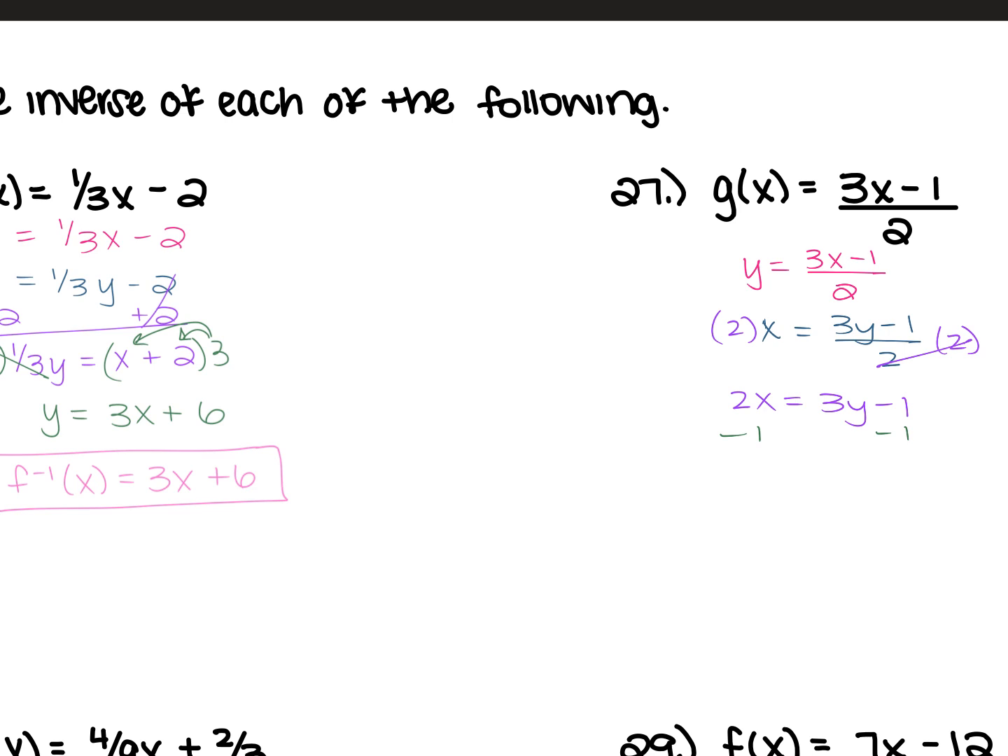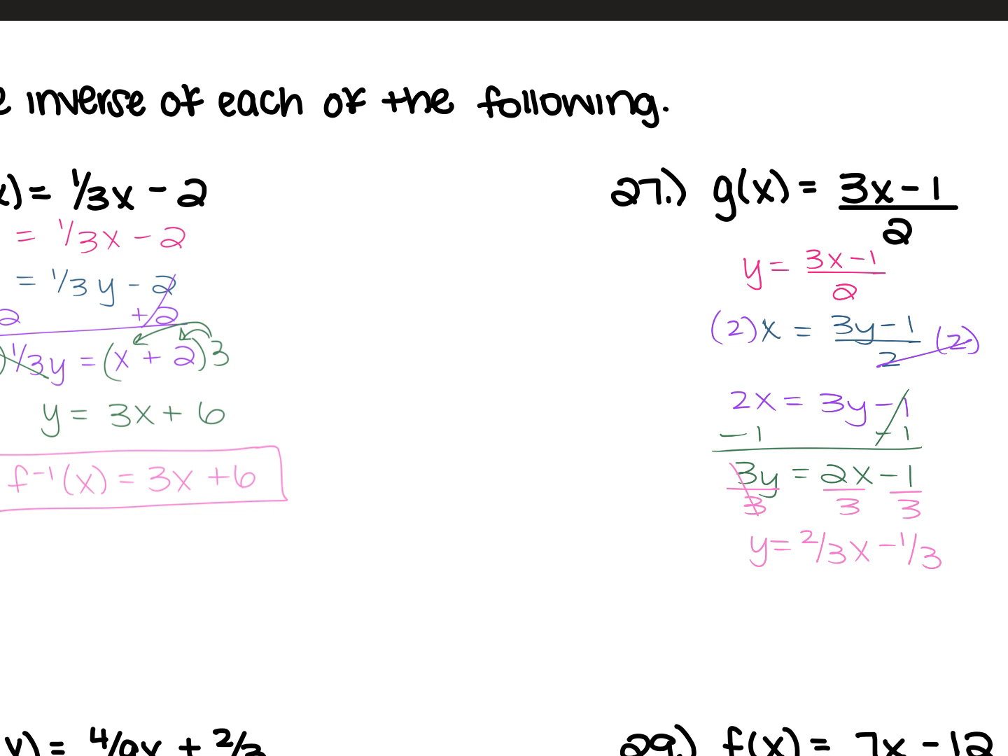Subtract your 1 over to get y by itself. That's 3y is equal to 2x minus 1. Then divide each part by the 3. And that gives you y is equal to 2/3 x minus 1/3. That's not your answer. Your answer has to include the g.